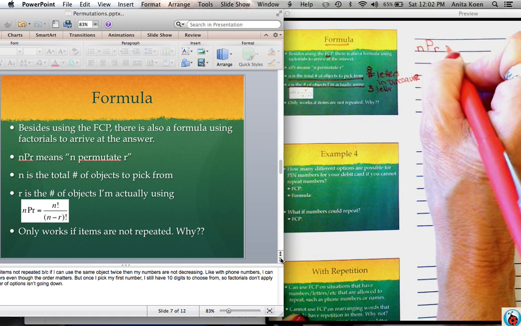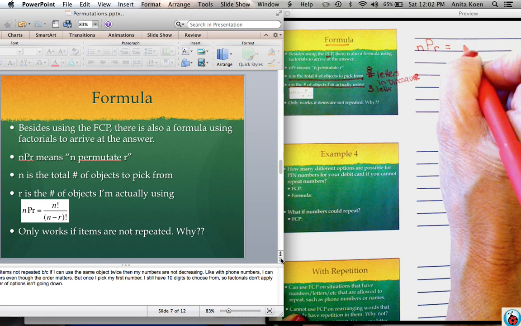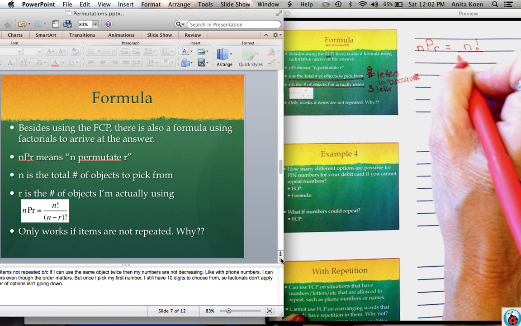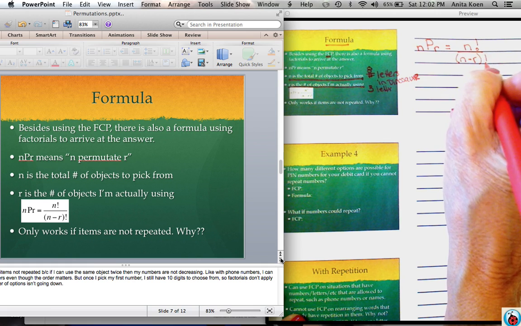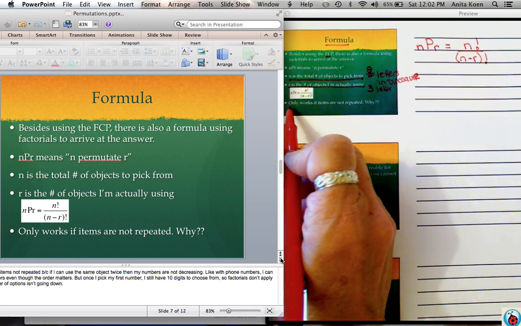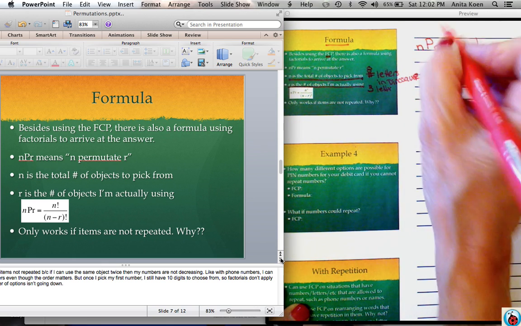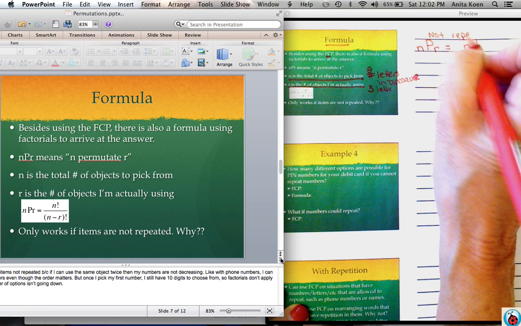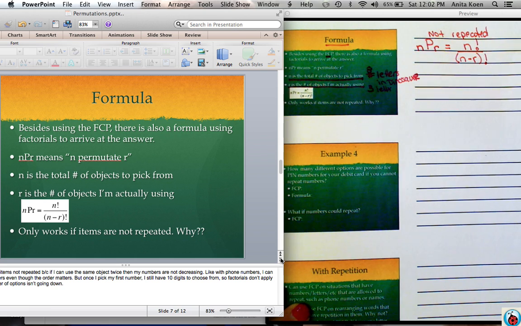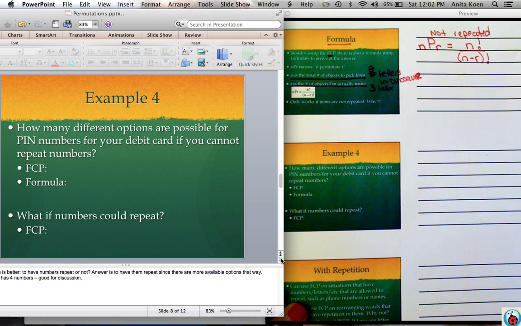Now my formula for n permutate r is n factorial divided by n minus r factorial. Now this only works if items are not repeated, because if I had something that was being repeated, then my numbers would not be decreasing because I could still use that number. It's kind of like with phone numbers. I can reuse numbers. I can have 2 3s in my phone number, but we're only going to use this formula when things are not repeated.